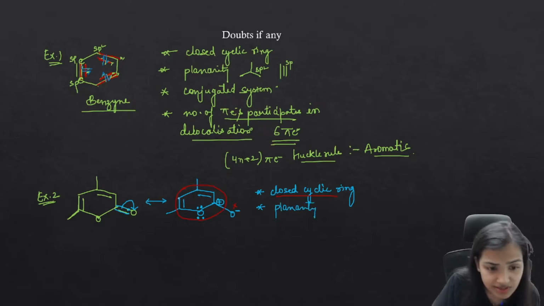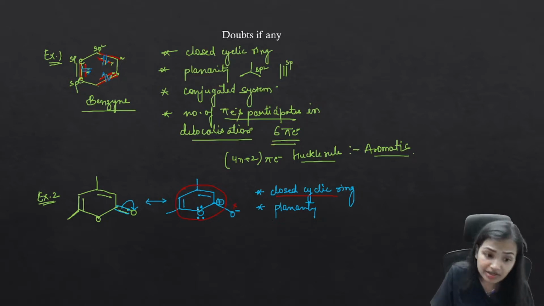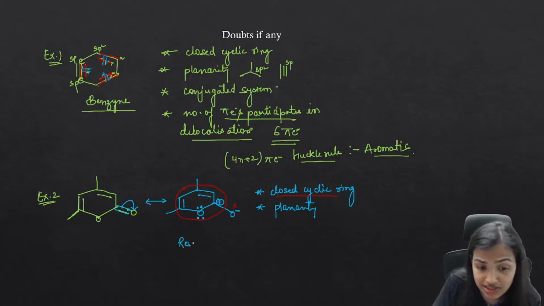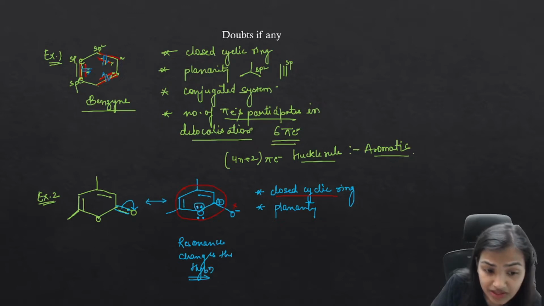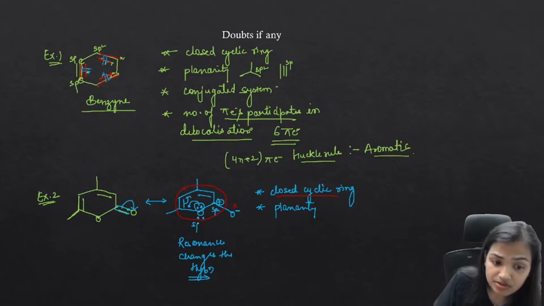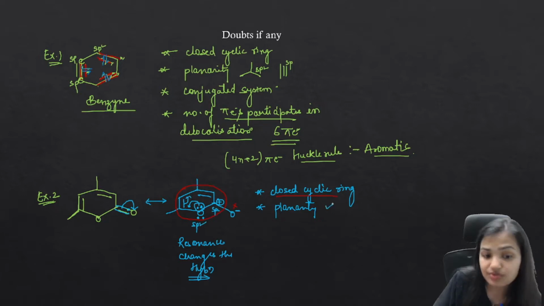This carbon is sp2, this carbon is sp2, sp2. If you see this oxygen, it would look like sp3, but you know, resonance changes the hybridization. I told you this in one of the previous lectures. So resonance changes the hybridization. Here it would look like sp3, but when this lone pair undergoes delocalization, it will become sp2. So this is also sp2. This carbocation is always sp2. This oxygen is also sp2. So yes, we have planarity at every atom. Every atom is having planarity.